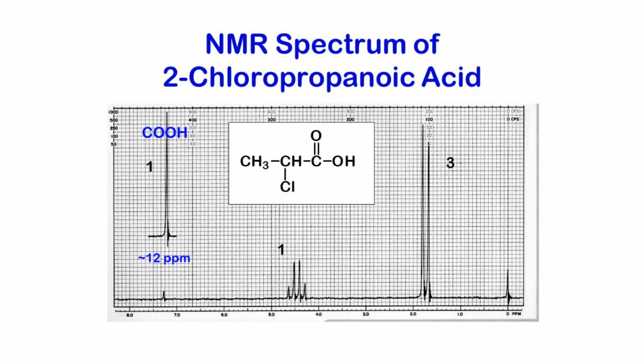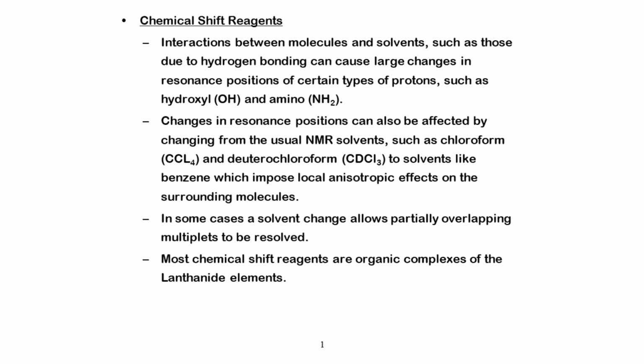The spectrum shows distinct peaks, with the carboxyl group, COOH, appearing around 12 ppm. The other peaks correspond to the different hydrogen environments in the molecule. Now friends, let's discuss the chemical shift reagents. These reagents interact with molecules and solvents, causing large changes in resonance positions of certain types of protons, such as hydroxyl, OH, and amino, NH2.